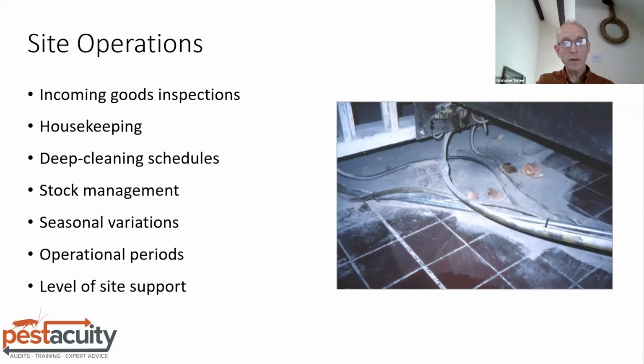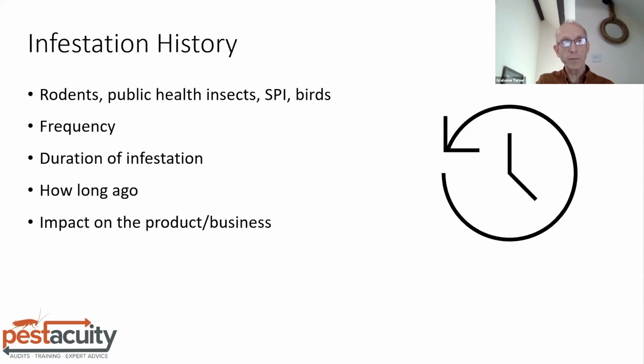Look at stock management. Do they have good first in, first out stock rotation? Look at seasonal variations. So don't just look at it necessarily at one point in time. If the products that are manufactured throughout the year vary, or processes vary, then that needs to be taken into account. Operational periods, whether the factory is open at night, will make a difference. And the level of site support, so how good the customer is at doing the actions you recommend.